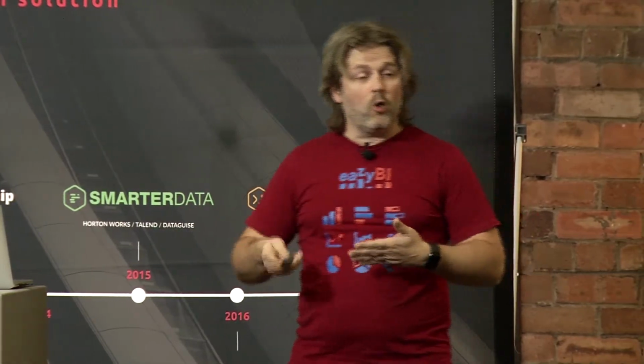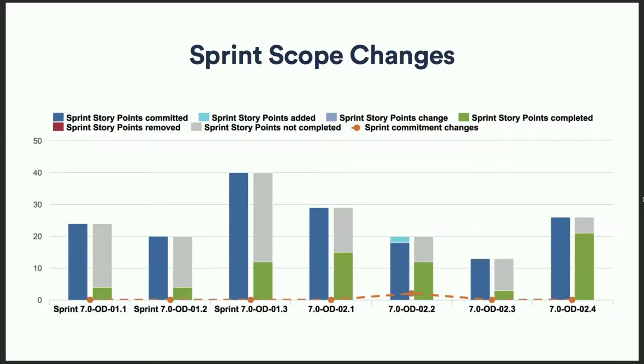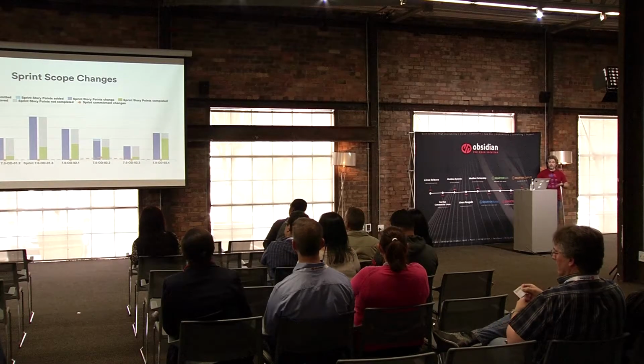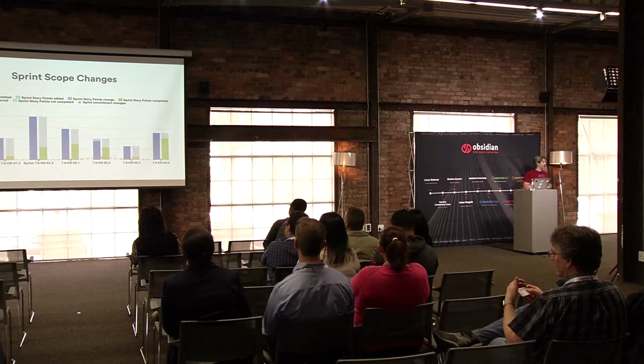And then quite often, one of the reasons is that the sprint scope is changing all the time, which might influence your velocity as well. And using EasyBI, you can see the split of these changes. How many sprint story points were committed at the beginning of a sprint? How many were added during the sprint? How many were removed? How many story points were changed during the sprint? And then compare at the end, how many you managed to resolve, complete, and how many were left uncompleted.